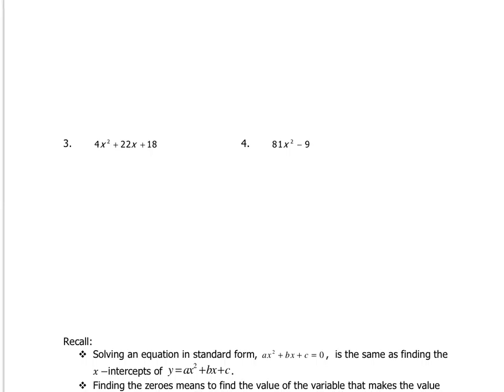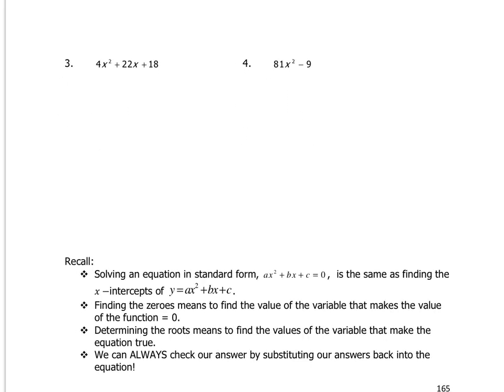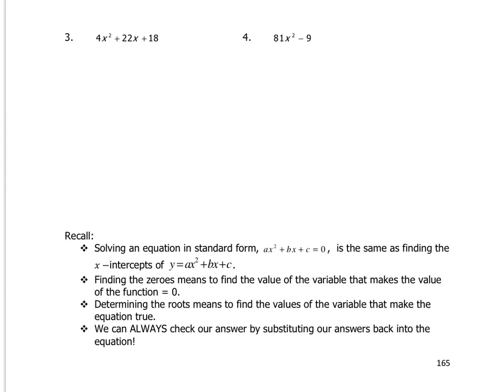The next ones here, again, there's a GCF of 2 that can come out, and you'll be left with 2x squared plus 11x plus 9, which is a trinomial again, left inside there. And if it is factorable, you'll be looking for two numbers which multiply to give you 2 times 9, which is 18, and add to give you 11. And those two numbers would be 9 and 2.